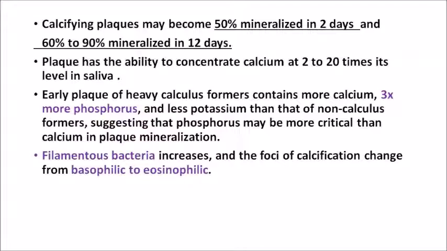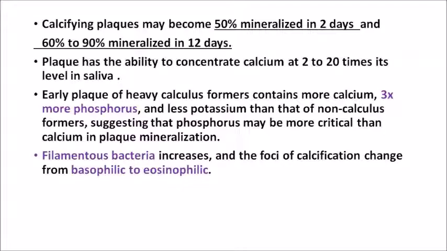And we know there are heavy calculus formers and light calculus formers. It is genetically determined. Heavy calculus formers have more calcium and 3 times more phosphorus and less potassium when compared to the non-calculus formers. So from the concentration itself, we can find that phosphorus is the more critical element, because they have 3 times more phosphorus when compared to light calculus formers.